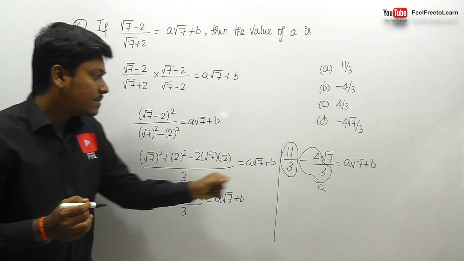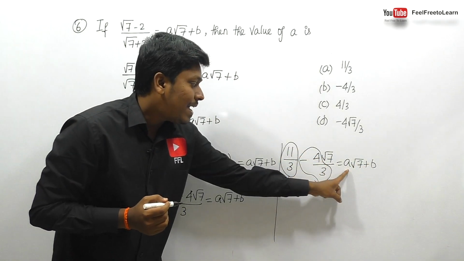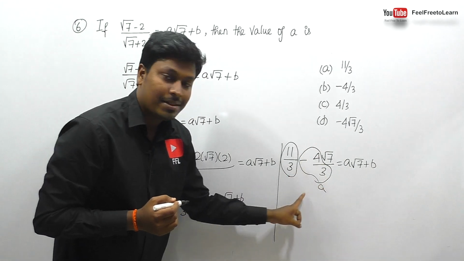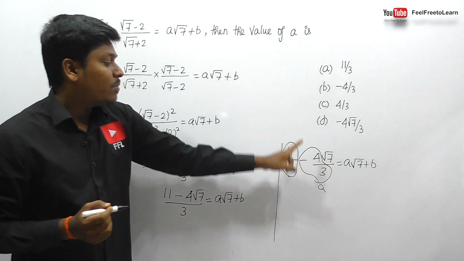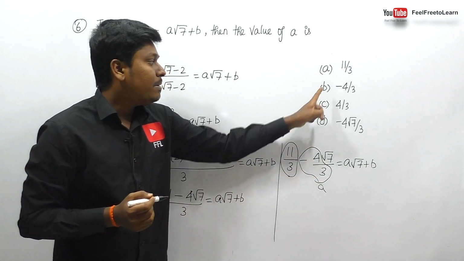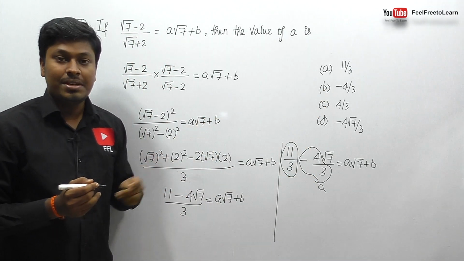Friends, can you understand this concept? Listen here, a root 7 plus b, and here we got root 7. So the value of a will definitely be minus 4 by 3 and the value of b will be 11 by 3. So finally, our target is to find the value of a. So the value of a will be minus 4 by 3. So finally we got the answer for question number 6, that is option number B.